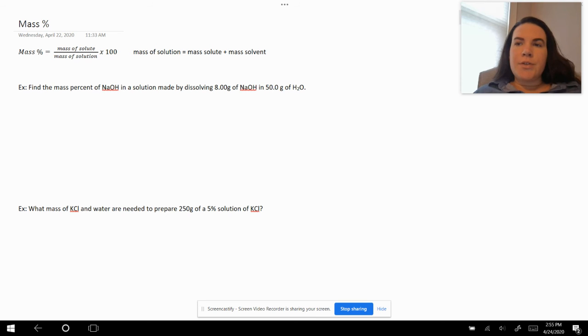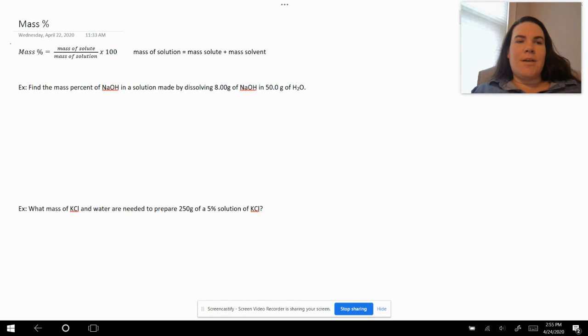So we're going to learn 2 units for concentration. The first one is mass percent. So this one is more commonly used in industry or in medicine. Like if you get a solution, you have an IV drip, it'll give you the concentration in percent by mass. This one's less commonly used by chemists. So this one, the equation's right here.